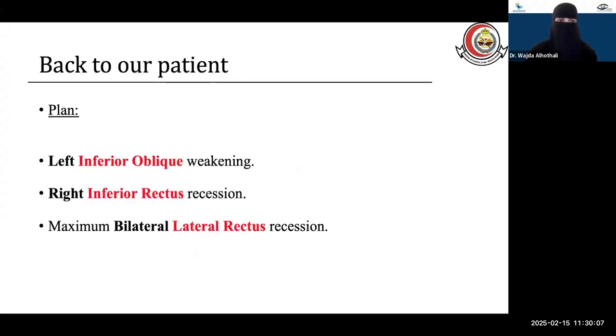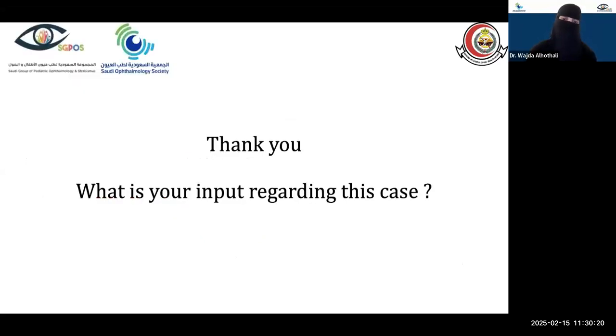Our plan for our patient is a bilateral lateral rectus recession to address the exotropia, a left inferior oblique weakening, and a right inferior rectus recession to address the vertical deviation that she's having. Thank you. And any input regarding our case?